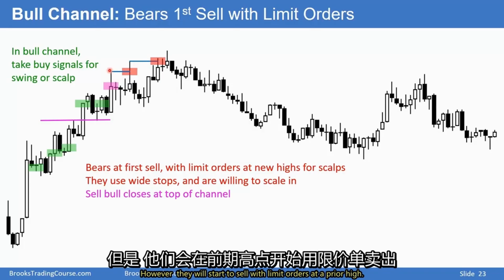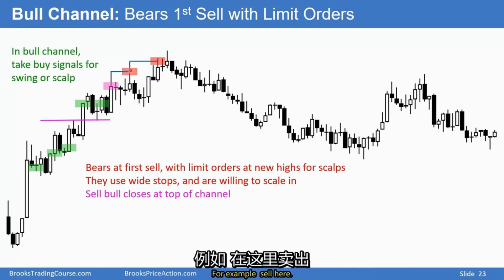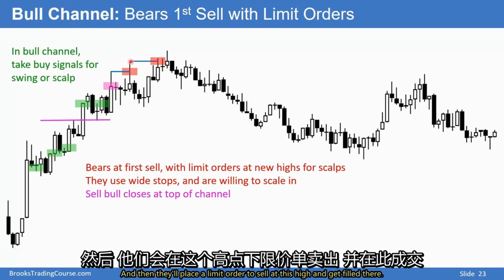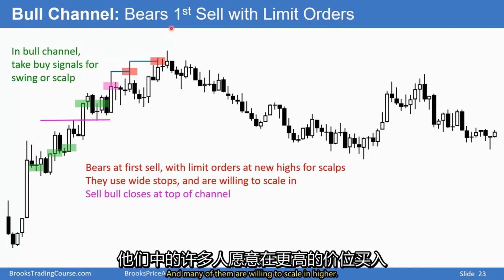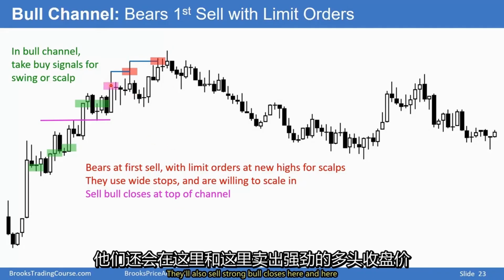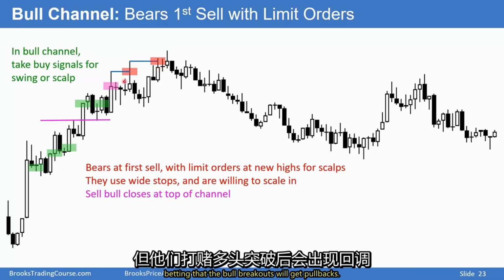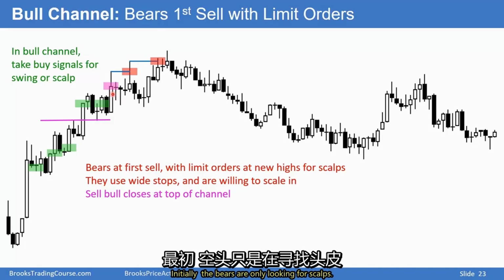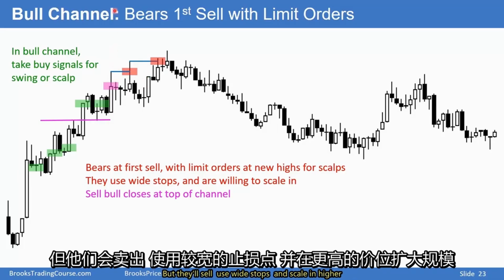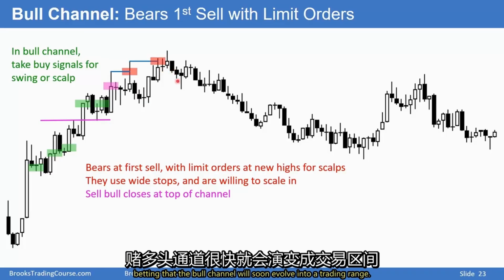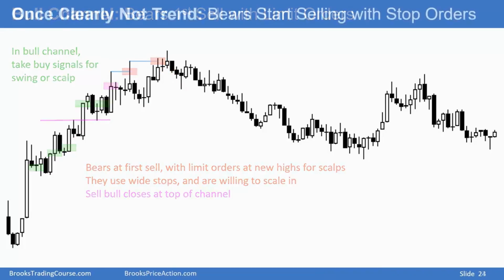However, they will start to sell with limit orders at a prior high, for example, sell here, and then they'll place a limit order to sell at this high and get filled there, and they'll use wide stops, and many of them are willing to scale in higher. They'll also sell strong bull closes here and here, although I don't have it indicated here, betting that the bull breakouts will get pullbacks. Initially, the bears are only looking for scalps. The market's still always in long in a fairly tight channel, but they'll sell, use wide stops, and scale in higher, betting that the bull channel will soon evolve into a trading range.